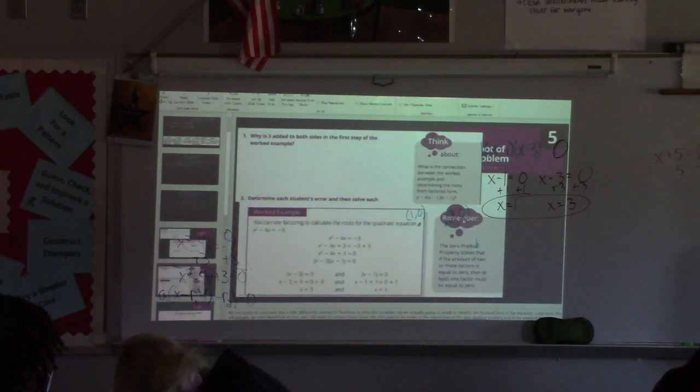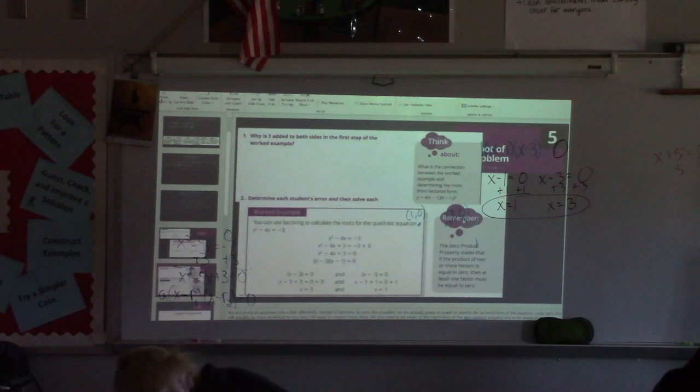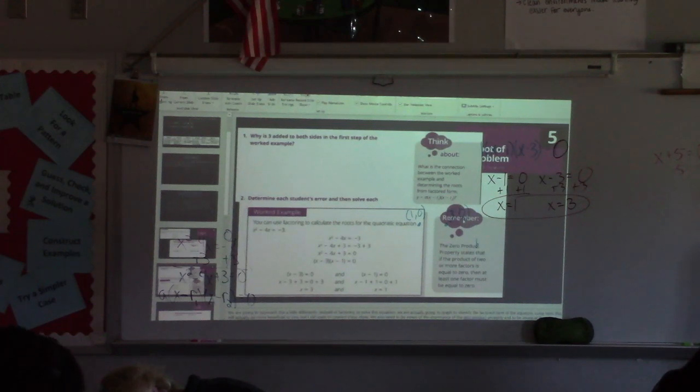KJ, you look like you don't like that. Why not? You said teachers are going to expect you to do that. Well, if you're in here and you're taking pre-cal next year, because you're a junior, you have to do that for sure. And a lot of colleges will expect you to get the factored form if you take a math in college.